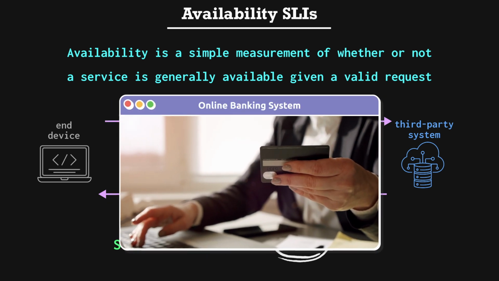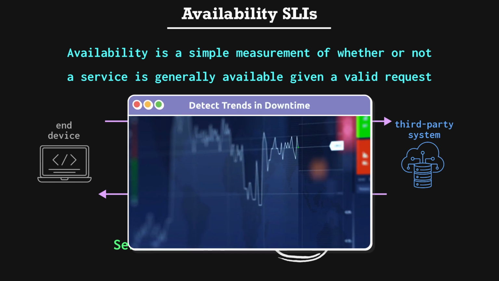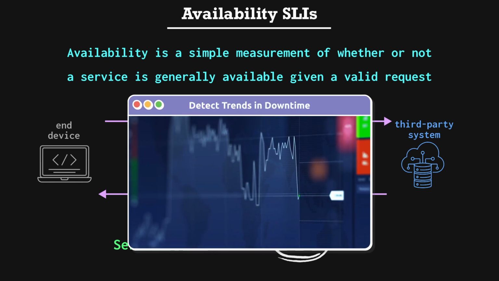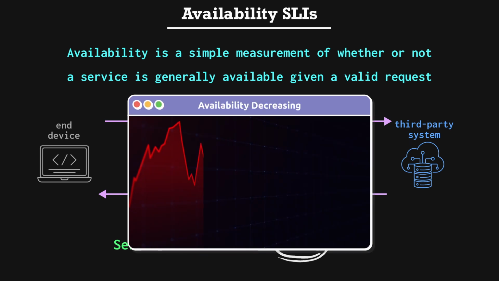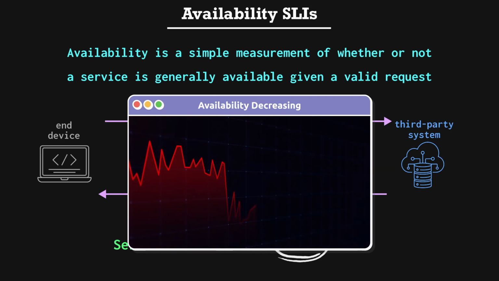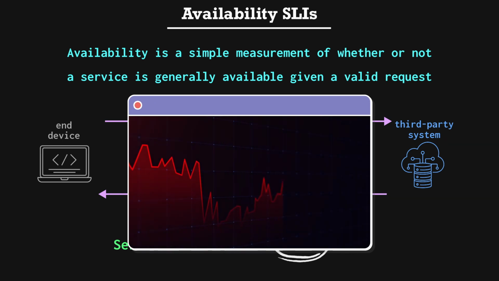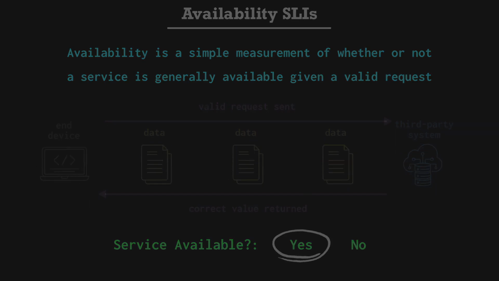Think about an online banking system. A basic availability SLI might help us to detect trends in downtime based on releases, maintenance windows, unexpected incidents, and so forth. If we see availability start to decrease over multiple aggregation windows, we might evaluate all of the changes that have happened in those windows to help us pinpoint availability trends and the root cause of unavailability. This is easiest to quantify using a simple availability SLI.